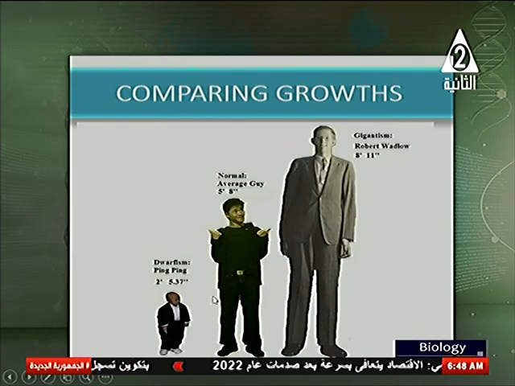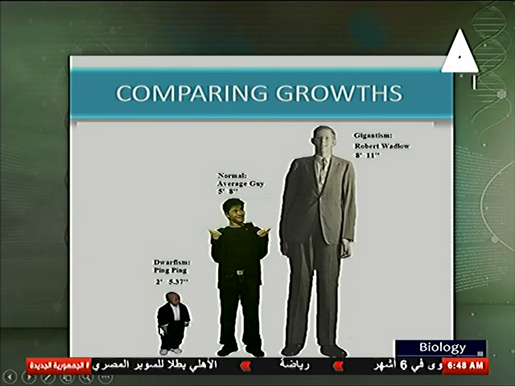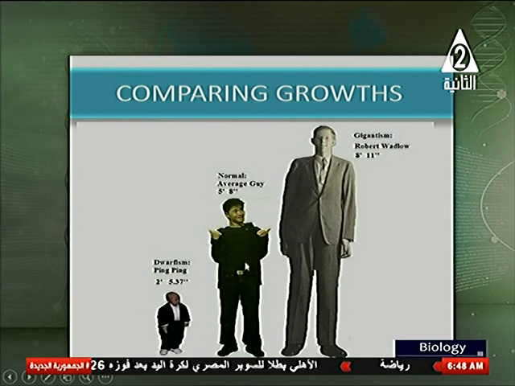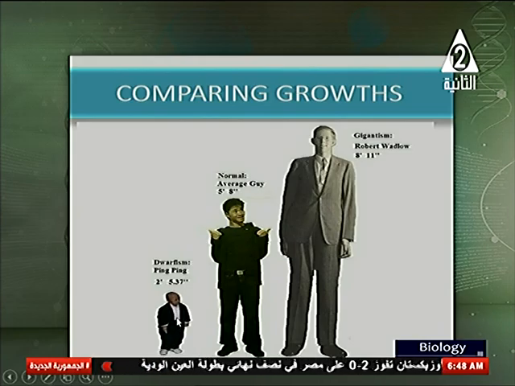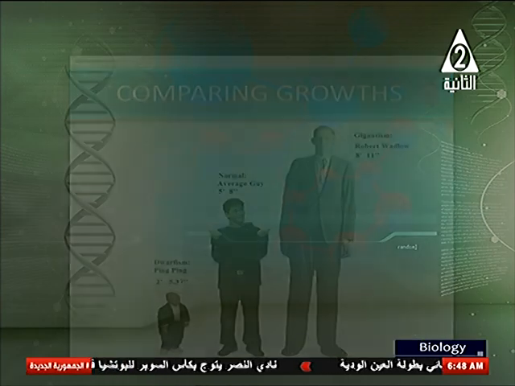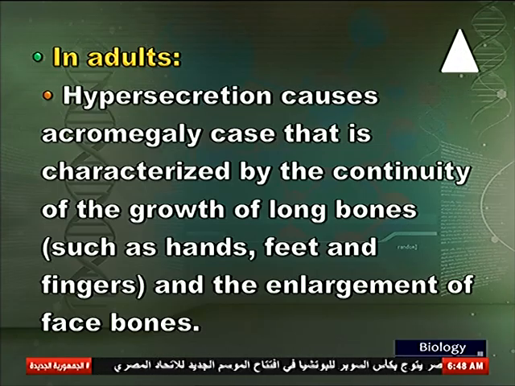This is the normal person, this is the length of a normal person, and this is the length of the person suffering from gigantism, and this is the length of the person suffering from dwarfism. This one has a normal amount of growth hormone. This one has more than the normal amount of growth hormone, while this one has a lesser amount of growth hormone. Okay, in adults, hypersecretion causes acromegaly.